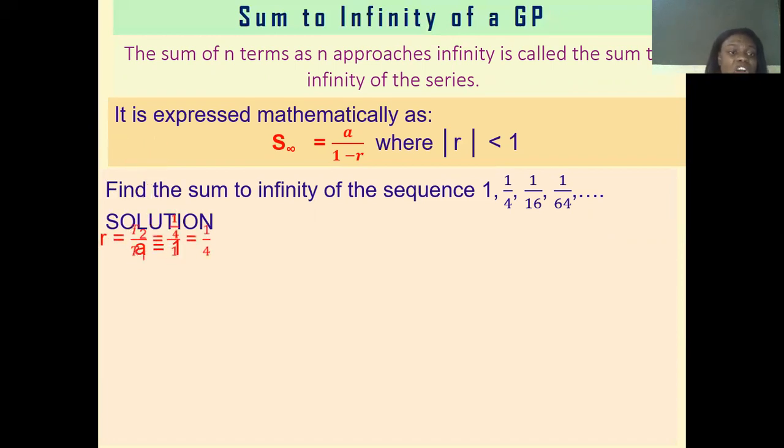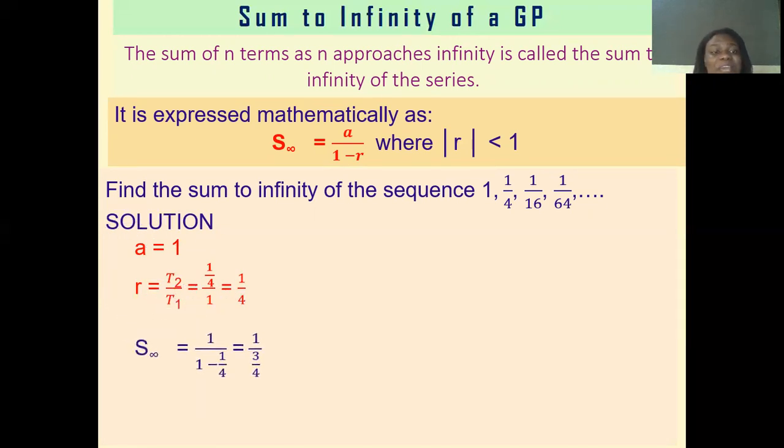Our common ratio is t2 over t1 as usual. You can use t3 over t2, t4 over t3, but it's usually easier to use t2 over t1. So that's 1 over 4 over 1, which gives us 1 over 4. And sum to infinity would be 1 over 1 minus 1 over 4. So 1 over 3 over 4, and then that becomes 4 over 3.